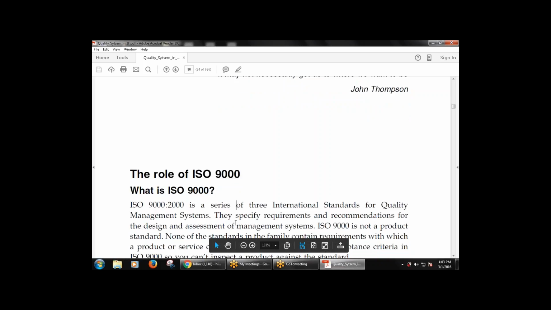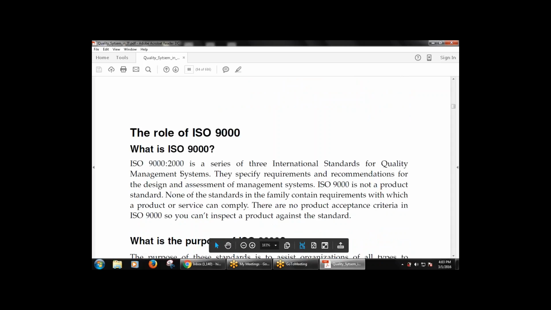So what is ISO 9000? It is a series of three international standards for the quality management system that specify the requirements and recommendations for the design and the assessment of the management system.